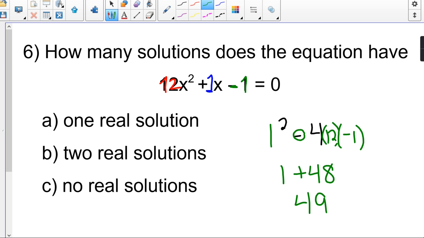And what did we say? If the discriminant is positive, that means under the square root we would have a positive number. Then that equation has 2 real solutions.